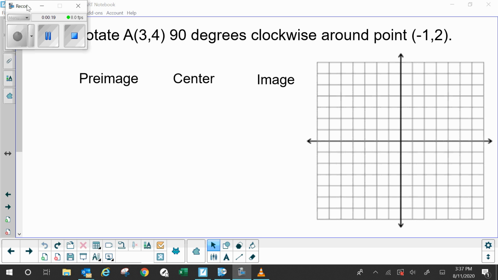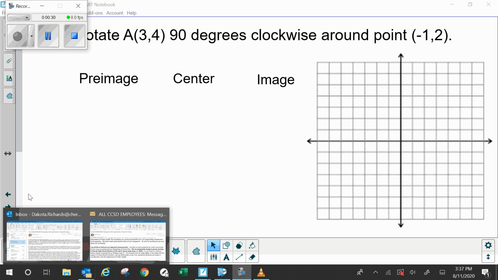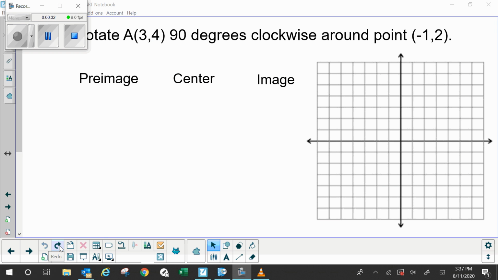Okay, so for question 1, example 1, it says rotate A, which is at 3, 4, 90 degrees clockwise around point -1, 2. So the first thing you have to do is figure out what the rule is for rotating 90 degrees clockwise. Okay? And then plot your pre-image point. Your pre-image is at 3, 4. Your center is at -1, 2.